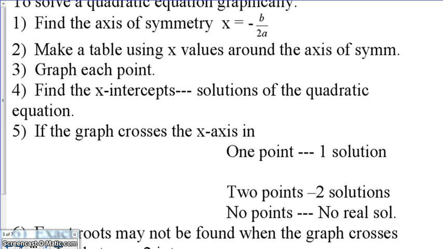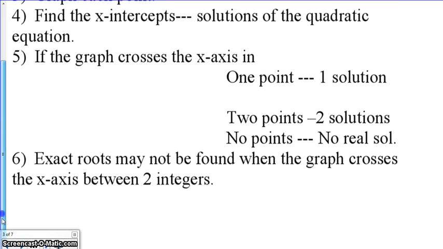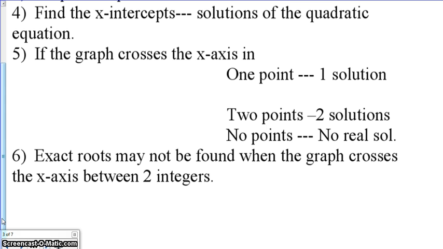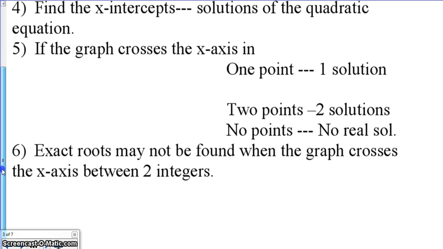If the graph crosses the x-axis in one point, we have one solution, meaning the vertex would be directly on the x-axis. If our graph crosses at 2 points, we have two solutions. And if the graph crosses in no points, we have no real solutions. We would have imaginary solutions, possibly only. Exact roots may not be found when a graph crosses the x-axis between two integers, which may happen.